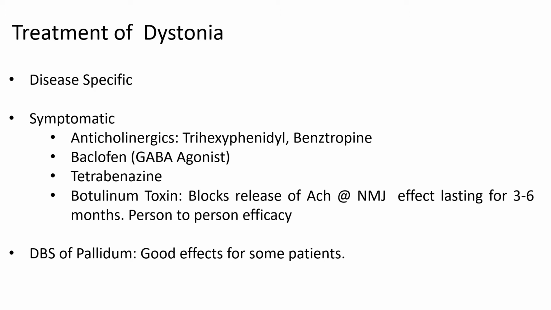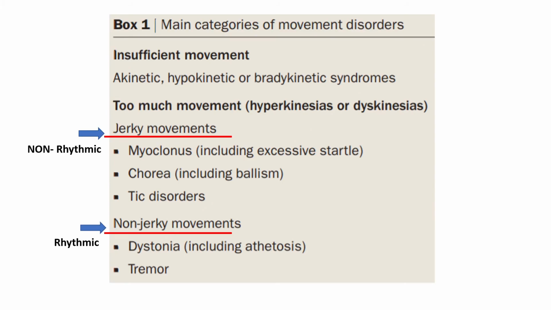Symptomatic treatment also exists. For example, using anticholinergics, for example trihexyphenidyl, benztropine. Baclofen can also be used, which is a GABA agonist. Tetrabenazine can also be used. Botulinum toxin can also be used. It actually blocks the release of acetylcholine at the neuromuscular junction, and the effect lasts for 3 to 6 months. And person-to-person variation in efficacy may be there. Deep brain stimulation of the pallidum has been found efficacious for some patients.